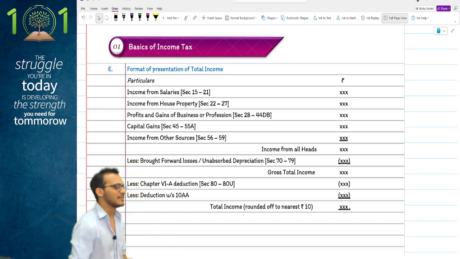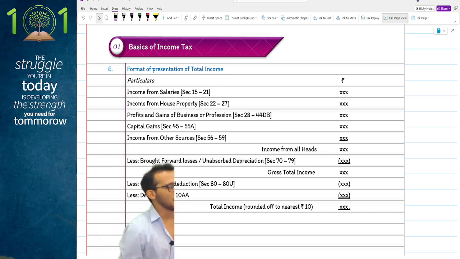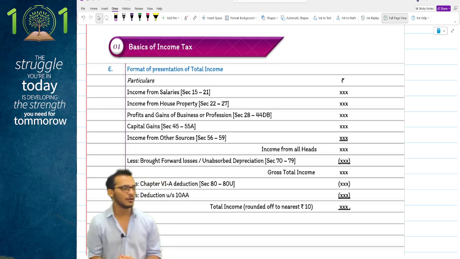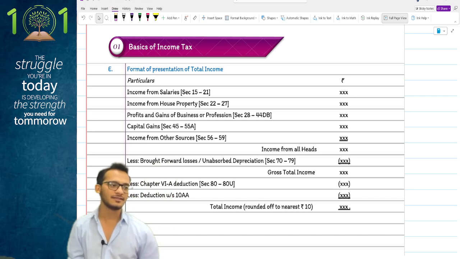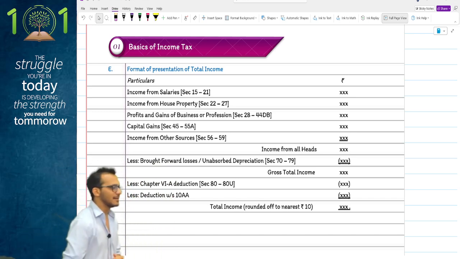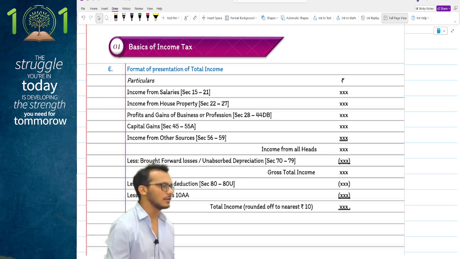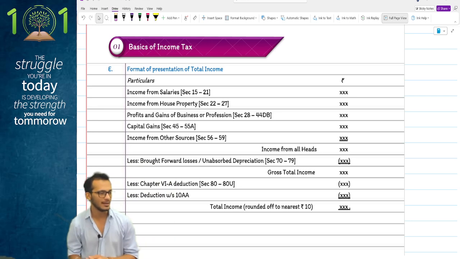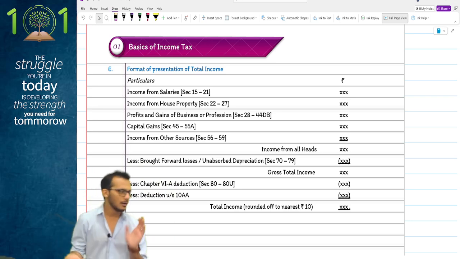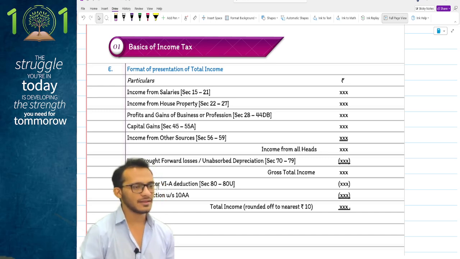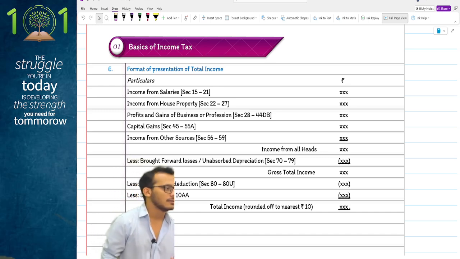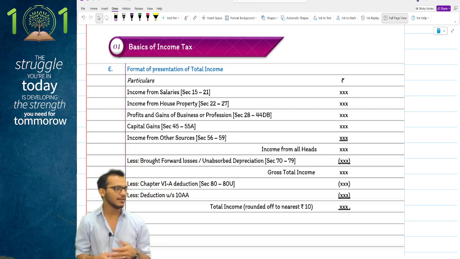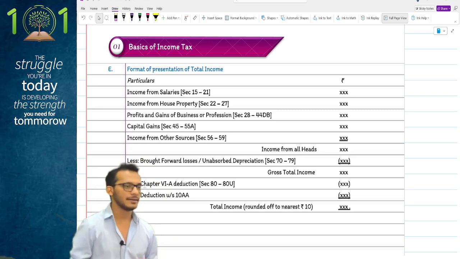The one thing which you always need to keep in mind, people, is that you can never give chapter 6A deductions before claiming your losses. It is always losses first, then deductions, because income tax is very clear that you have to first set off your prior losses, then only you can claim any extra deductions. If you are paying deductions more than what you can claim, it is a loss for you. So step number 7, this is called gross total income.